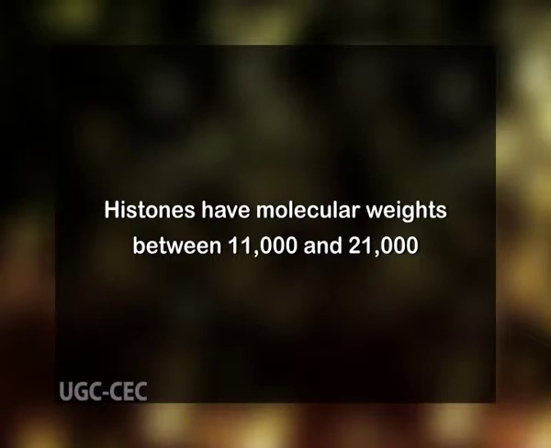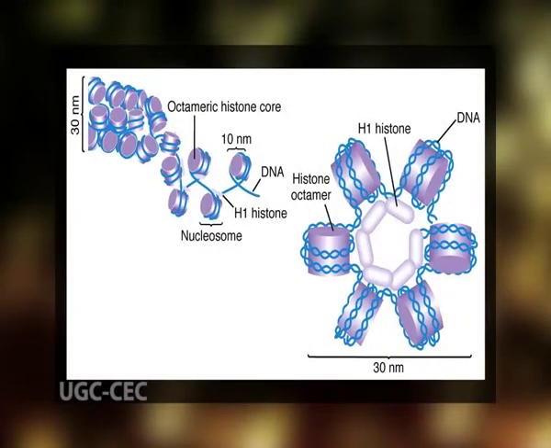Histones have molecular weights between 11,000 and 21,000 and are very rich in the basic amino acids, that is arginine and lysine. Together, these make up about 1/4 of the amino acid residues. The amino acid sequences of histones, particularly H3 and H4, have undergone very little change over long periods of evolutionary time. Why are histones so highly conserved?